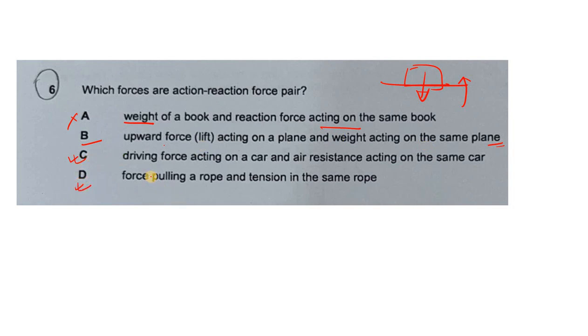Now, if you look at option D, a force pulling a rope. Suppose there is a rope and a person is pulling this rope. This is the force you are pulling the rope with. And in return, what happened? The rope also pulls you, and this is called tension. So option D is the correct answer, which gives you the exact action reaction pair. Look, the man is pulling with a force, and in return, the rope also pulls. That is called tension. So I hope you understood this question, which is option number D.